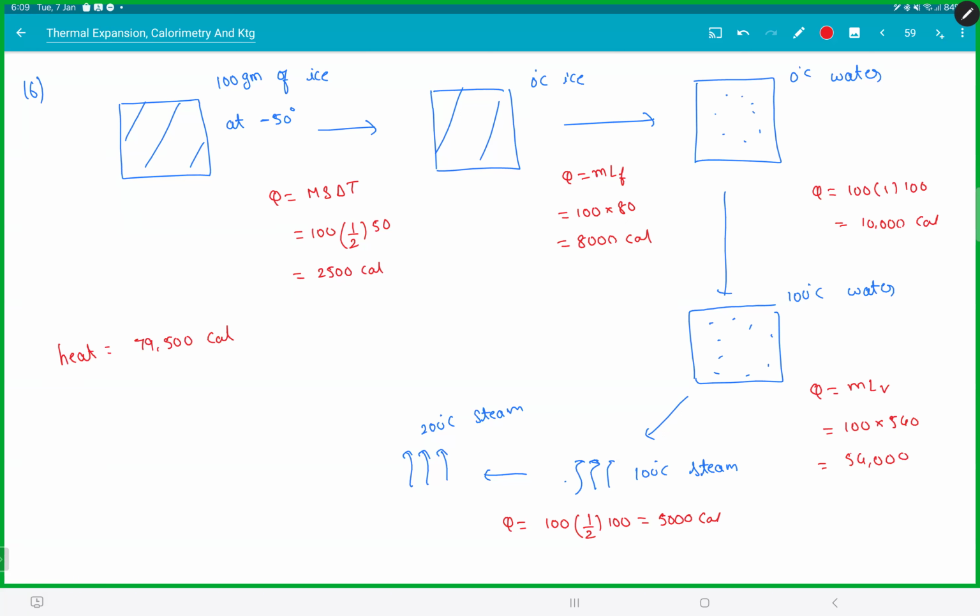Clear with this? Easy, just a formula substitution, nothing there. Next one. Be careful, the last part is not 200 degrees change, Abhinav, it's only 100 degrees change. You're going from 100 to 200.